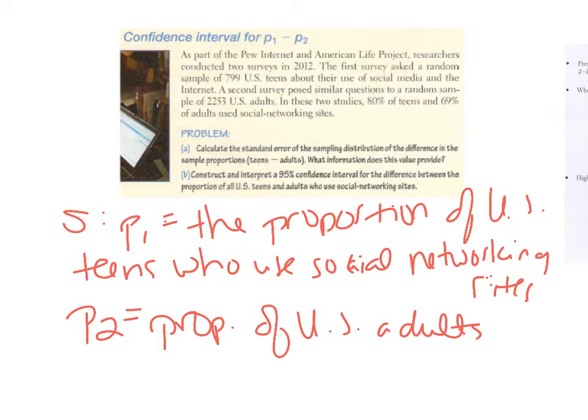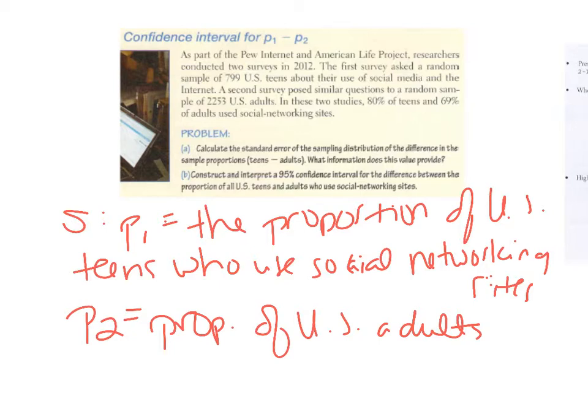And then I need to say what I want to do. So I've got my two parameters I need to define. P1 being my proportion of U.S. teens who use social networking sites, P2 being my proportion of U.S. adults who use social networking sites. I know I didn't write it down. Okay. And then we need to say what we want to do.